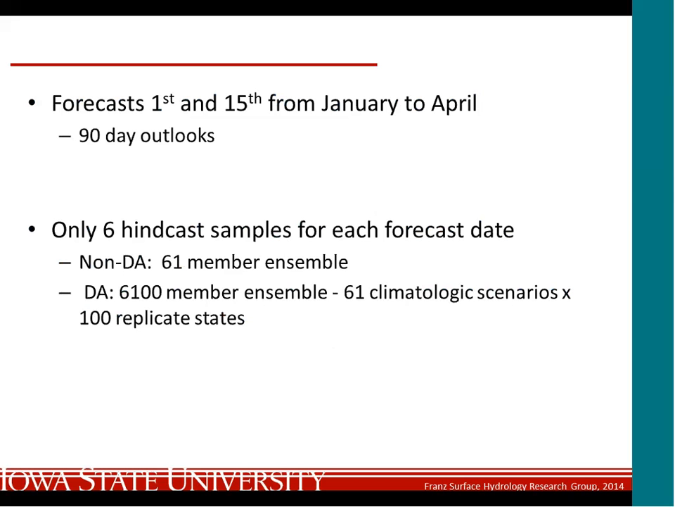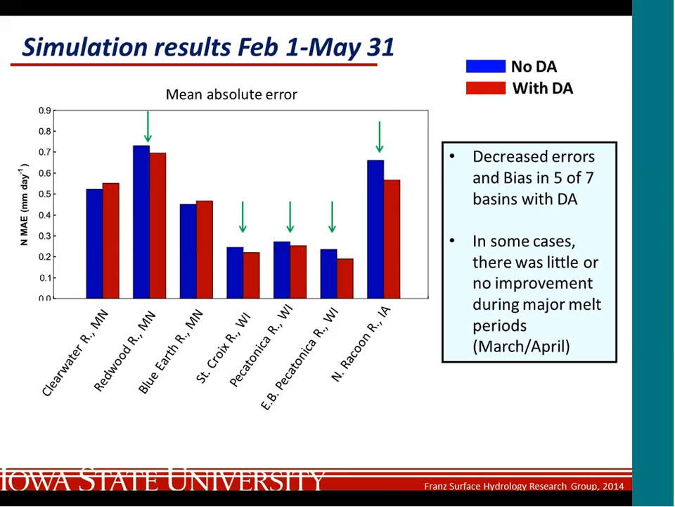There are only 6 years of observations from the satellite, so we have a very limited hindcast sample here. We had 61 years of climatological observations, so we have a 61-member ensemble with the non-DA and then 6,100 with the DA. Again, first I'm just going to show you the results from the simulations.